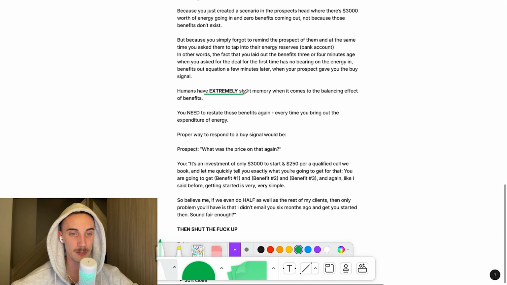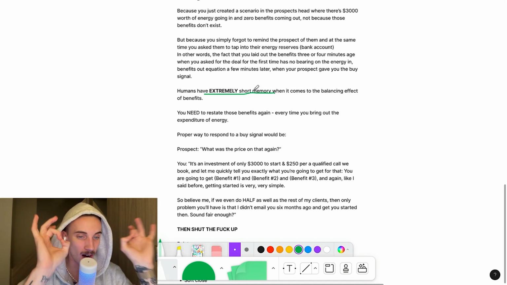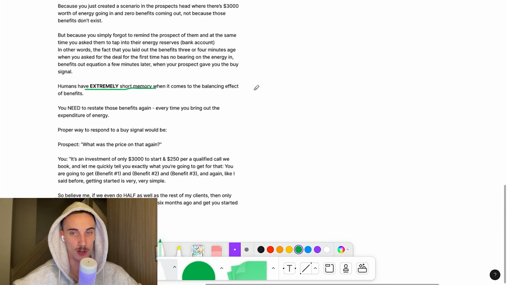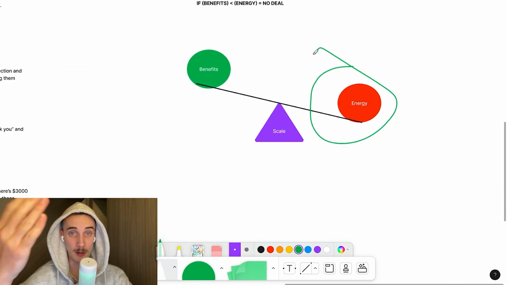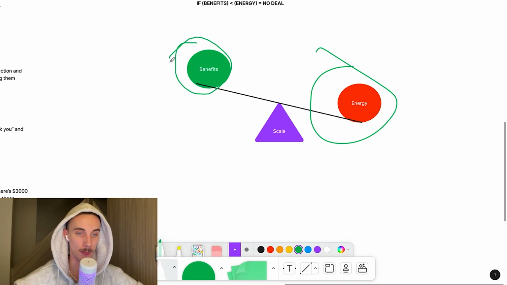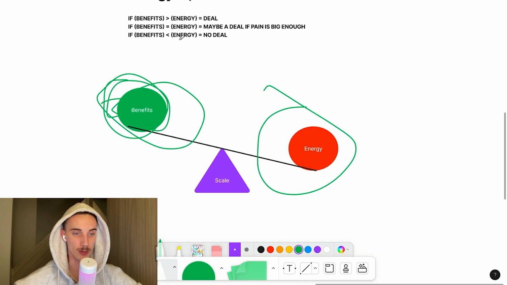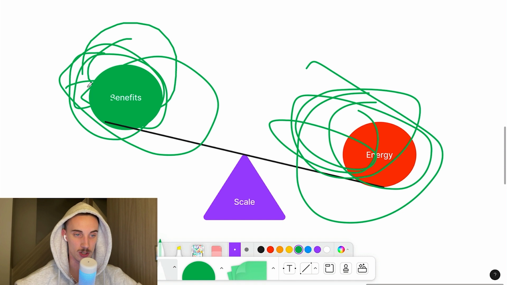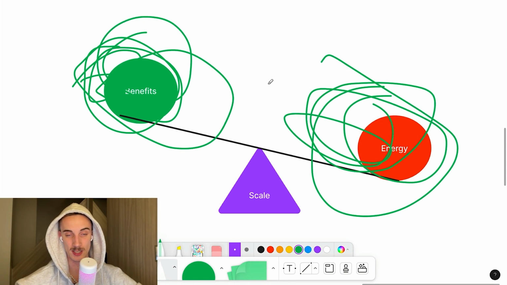Humans have extremely short memory when it comes to the balancing effect of benefits. You 100% need to restate those benefits every time you bring out the expenditure of energy. Every single time you're talking about the financials, so the energy, or the work that they have to do, you need to be restating the benefits so they do not forget them. This way, you are never creating a situation in their head where there's only energy in but no benefits going out. Because if there's only energy coming in, the energy is always going to be the fucking heavier one, and it's not going to be a deal.